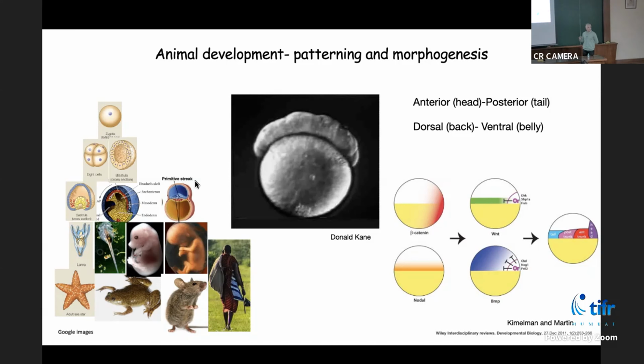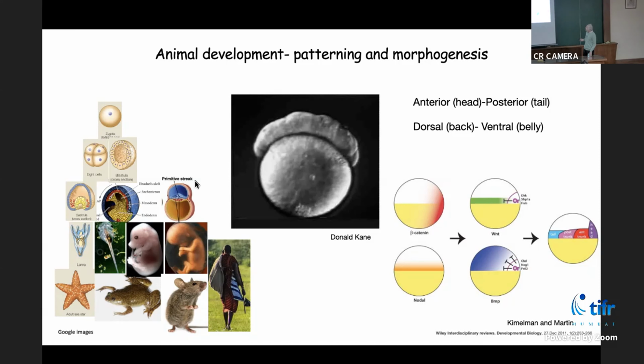The original research was done using Drosophila as a model, and the genes which are important for setting up this anterior-posterior and dorsoventral axis were identified. This research was awarded a Nobel Prize to Ed Lewis, Christiane Nüsslein-Volhard, and Eric Wieschaus.